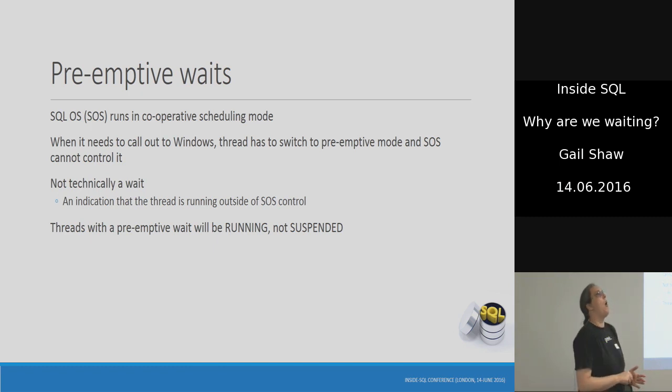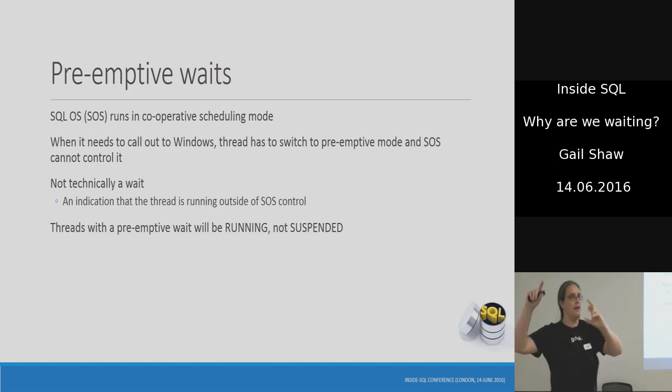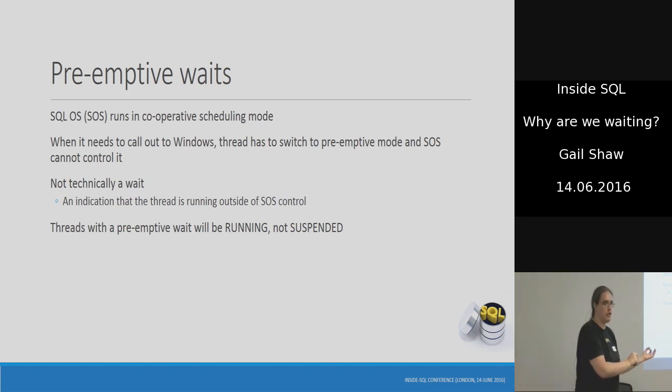There's a whole boatload of these things. I think there's over 80 of them in 2014. If you are seeing very high preemptive waits of specific types, the wait types are always of the form preemptive underscore OS underscore something else. That something else is a Windows API call name. Take the something else, go and look it up in the MSDN documentation, as in the Windows developer documentation. That'll give you an idea what SQL is busy doing outside of SQL.